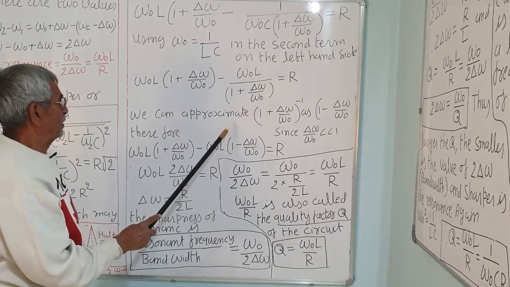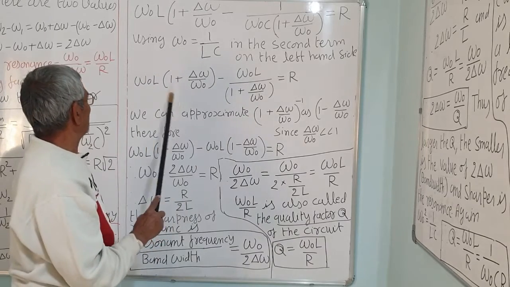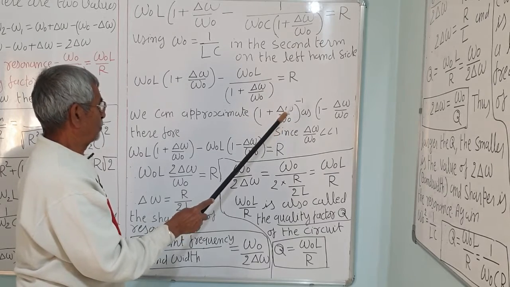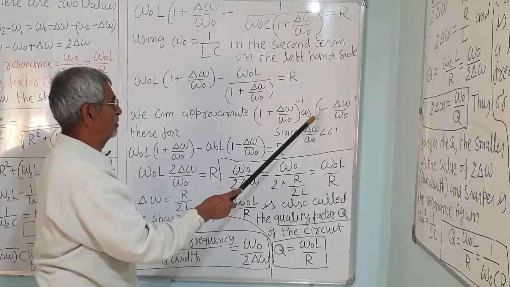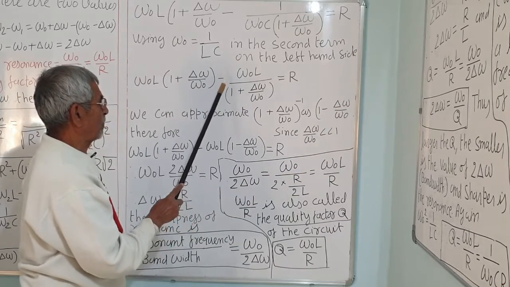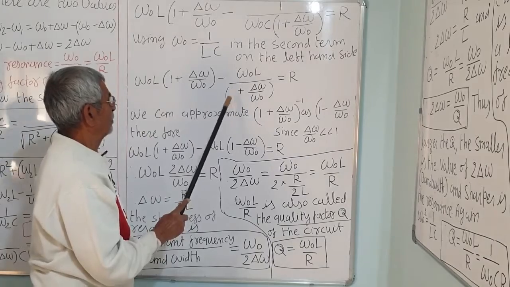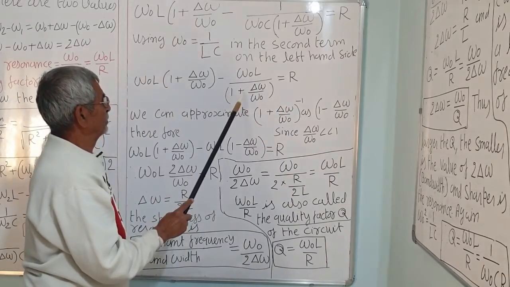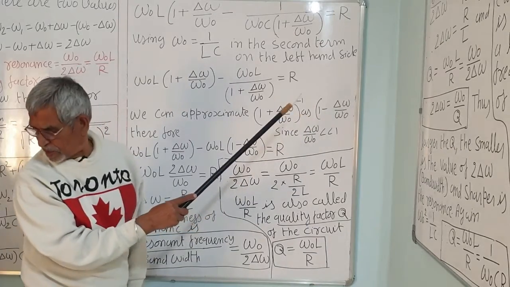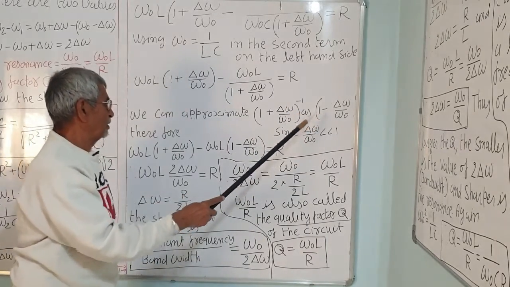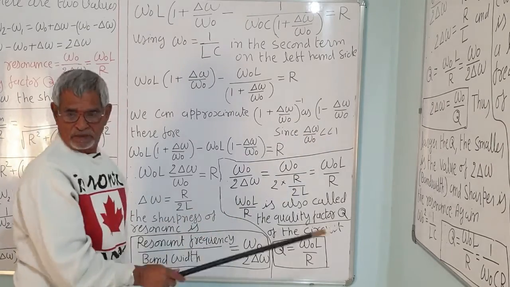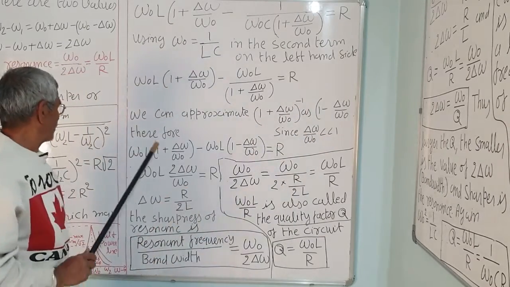We can approximate this. It can be written as 1 plus delta omega upon omega 0, raised to minus 1, which is 1 minus delta omega upon omega 0. We take the upside, correct? So that is minus 1, and by the binomial theorem we can write it as 1 minus delta omega upon omega 0, since delta omega upon omega 0 is very much less than 1.